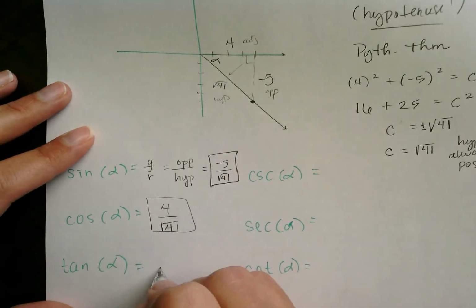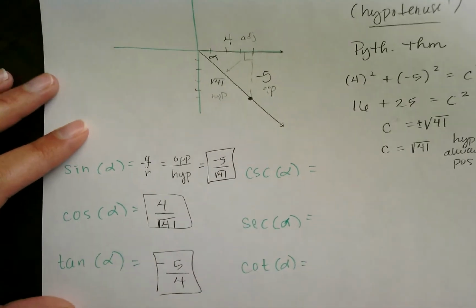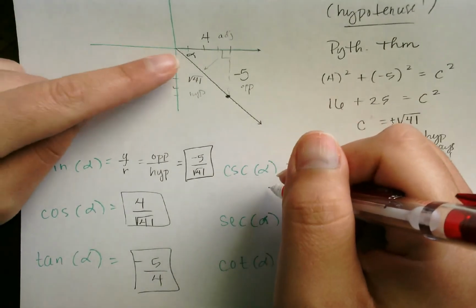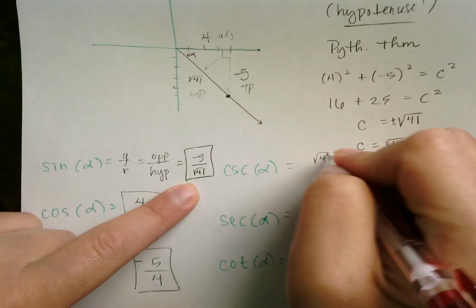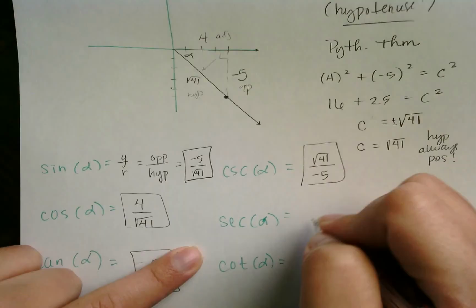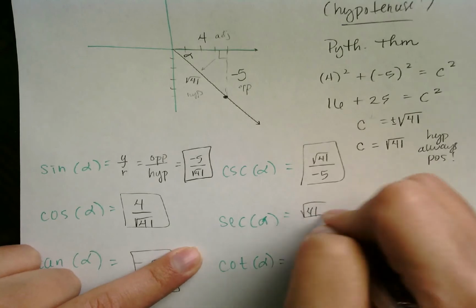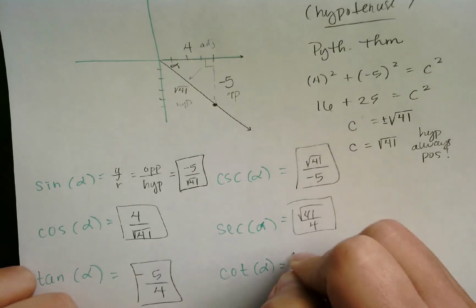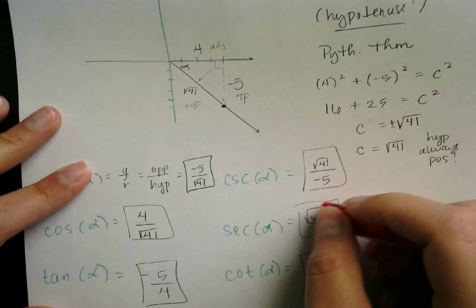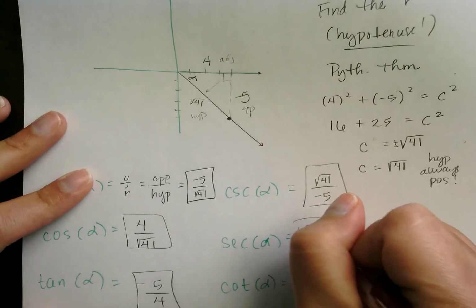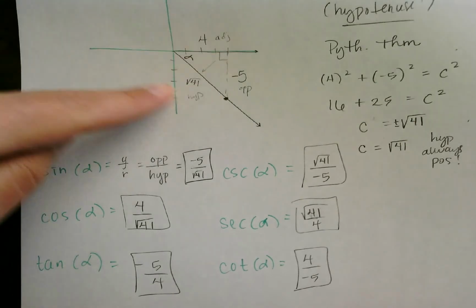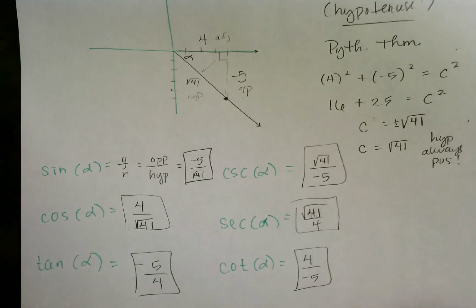Cosine is adjacent over hypotenuse. Tangent is opposite over adjacent. Cosecant, just flip this guy upside down: square root of 41 over negative 5. Secant, square root of 41 over 4. And cotangent, 4 over negative 5. So we got to build these angles, build these triangles, and find our trig functions. Now they're going to get more complicated, figuring out where this angle lives. But once you get there, the rest is old math that you know how to do.